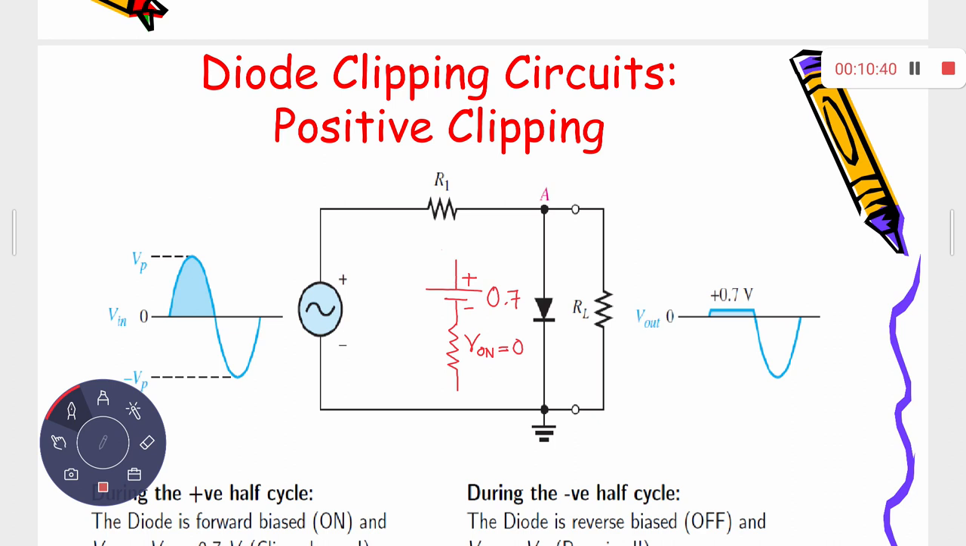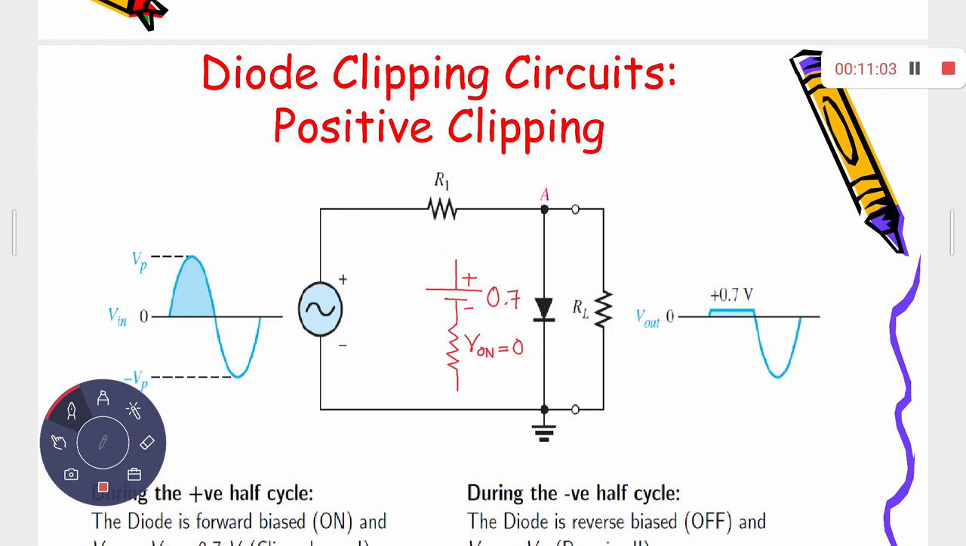Suppose your VP is equal to say 5 volt. When your input is just greater than 0.7, that means from 0.7 to 5, during that range your diode is on. The current will flow through the diode only. There is no current through the resistance. And therefore, the output is given by 0.7 only. So when the input is just above 0.7, your output is clipped off at 0.7.